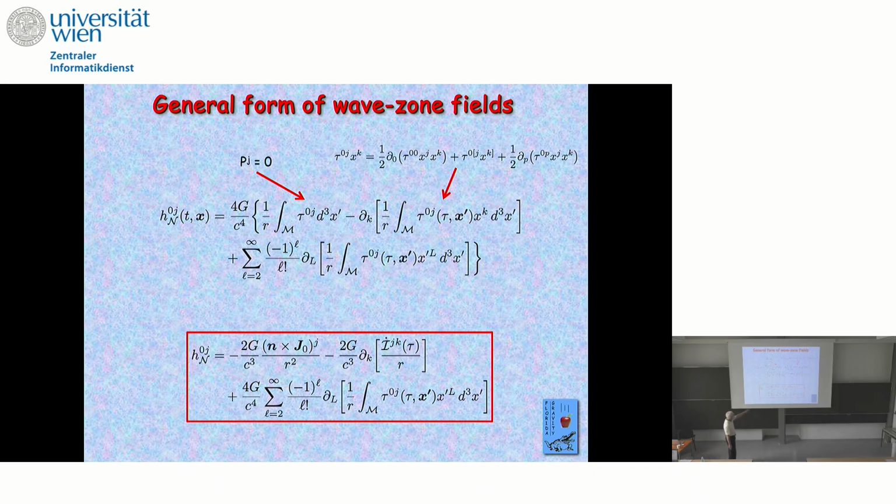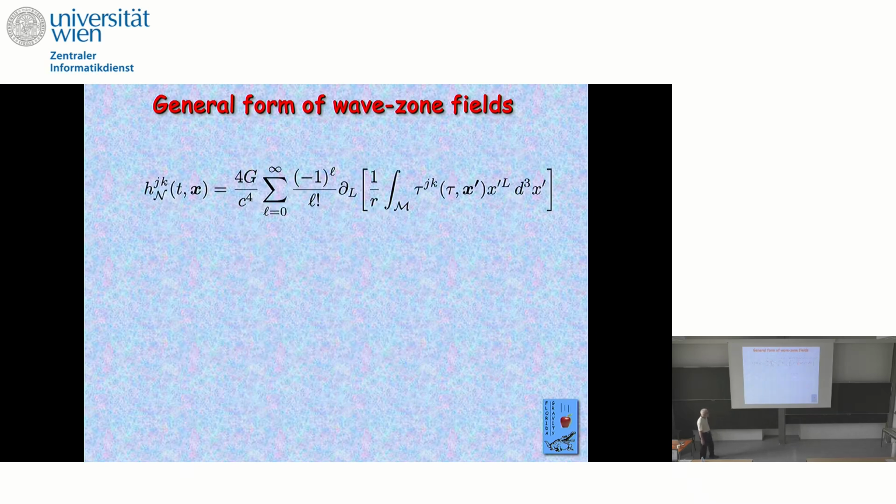Then there's a term that involves this piece, and again, it's this quadrupole moment of the system. There's a time derivative of it, but really it's just the quadrupole moment that contributes. And then we have the remaining stuff summed from L equals 2 to infinity. And the final piece is the space-space part of the field. So it's just tau jk times L products of these x primes and L partial derivatives. Again, it's a constant retarded time.